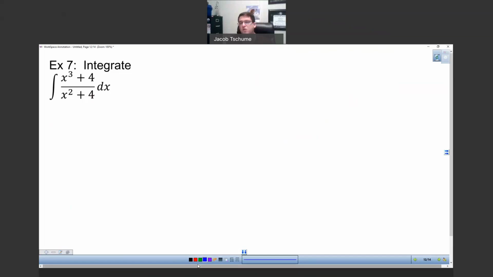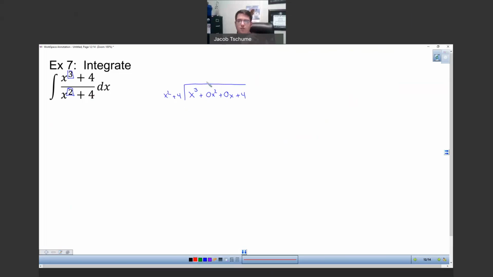Because if you look, remember one of the first rules I told you, if the power on top is bigger than or equal to the power on the bottom, you have to actually do long division in order to work this, not partial fractions. So don't even do partial fractions. Let's set this up as a long division problem. So it would be x cubed plus 0x squared plus 0x plus 4 needs to be divided by x squared plus 4.